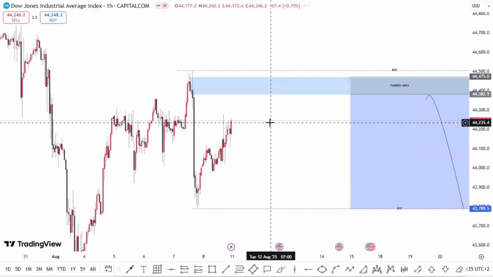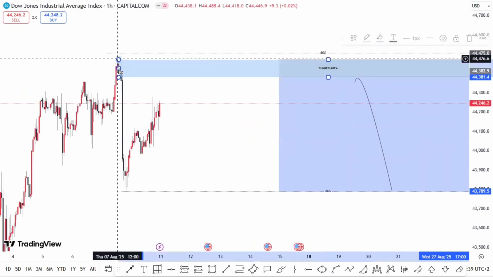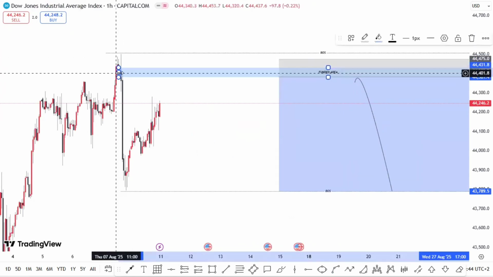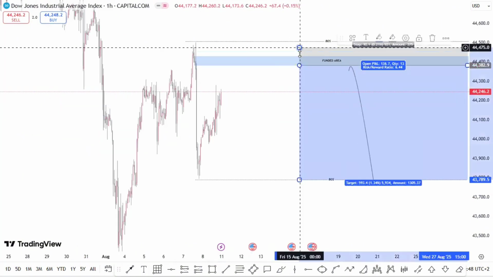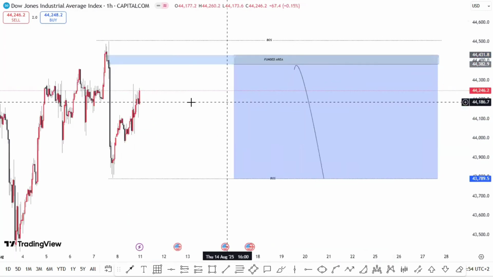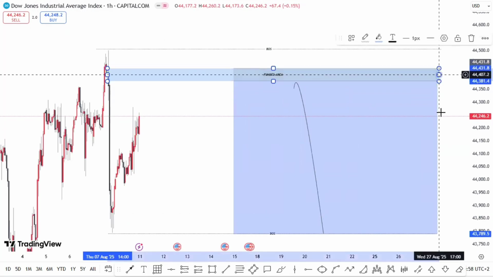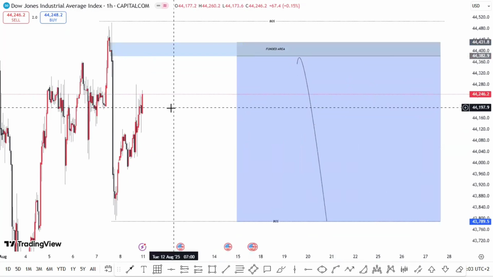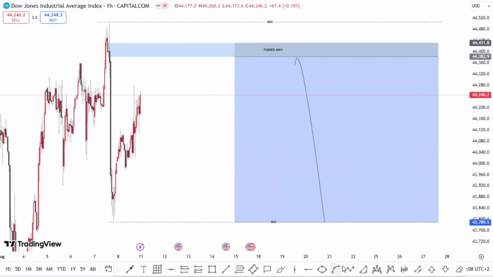H1. Okay, let me resize this. Let me fix. And again guys, let's say you go from H2 to H1, your zone won't be the same. The zone that we have on H2 won't be the same as the zone that we have on H1. So you must always be ready to fix, because you will be having different candlesticks in your zone.